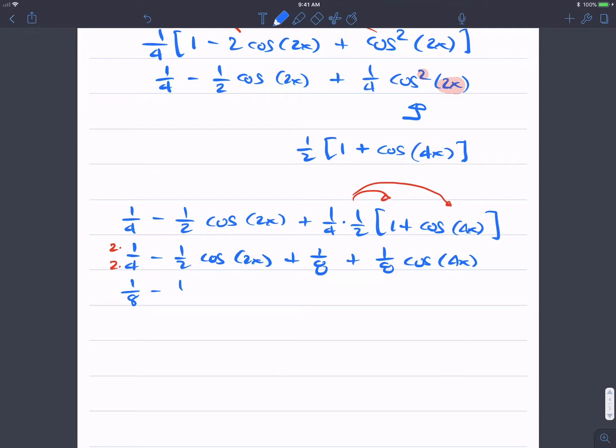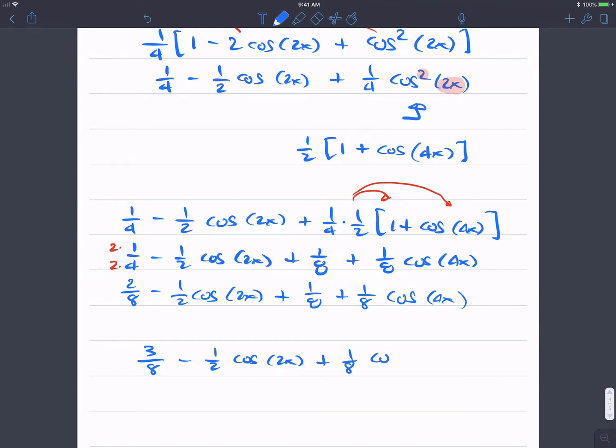1/8 minus 1/2 cosine 2x. I'm sorry, that's 2/8 plus 1/8 cosine of that 4x. 2/8 and 1/8 gives me a nice 3/8. So I got 3/8 here minus 1/2 cosine 2x plus 1/8 cosine 4x.